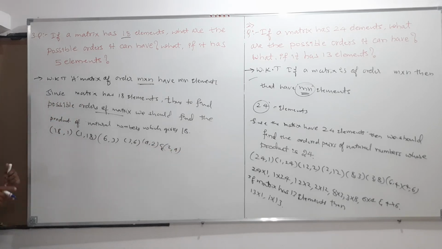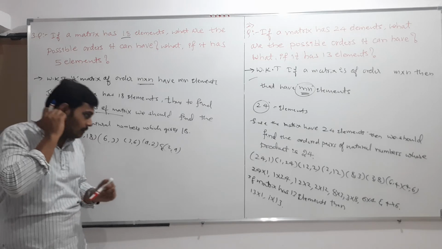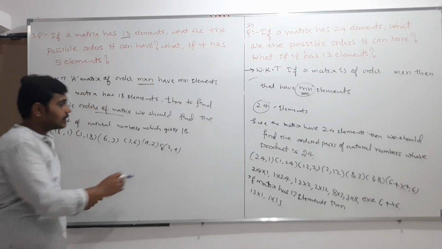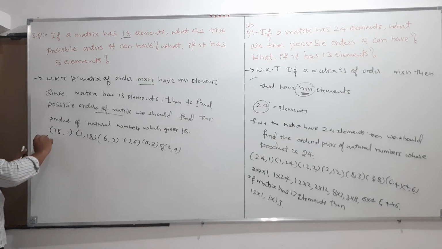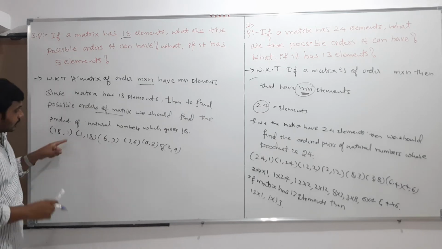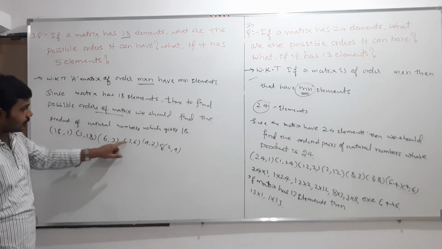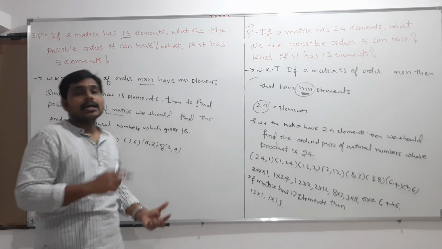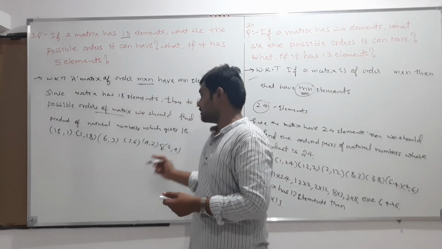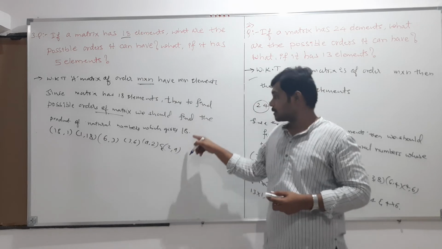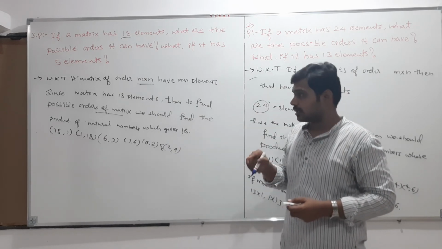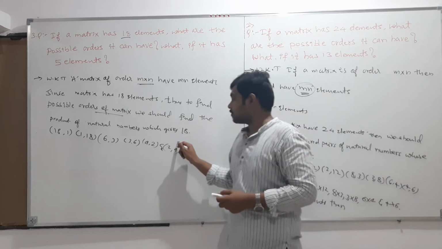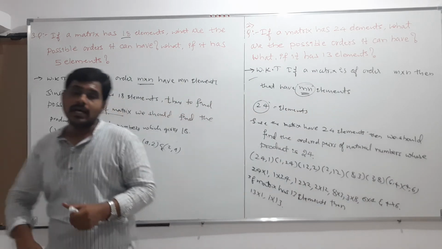These are all the natural numbers whose product is 18. Is there any other number whose product is 18? It should be a natural number. There is no other natural number whose product is 18. So these are the only possible orders of the given matrix.